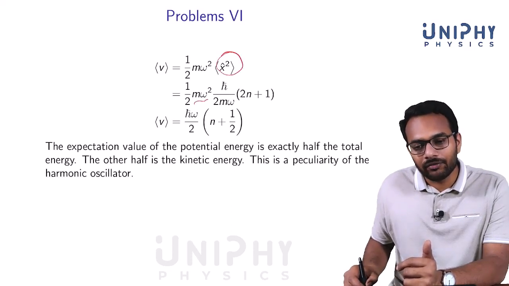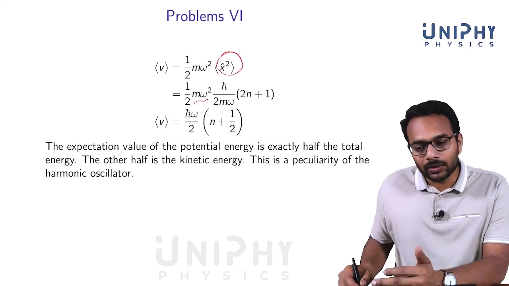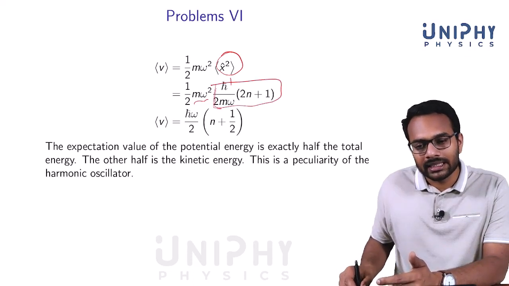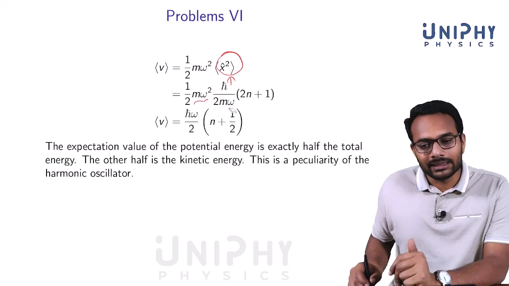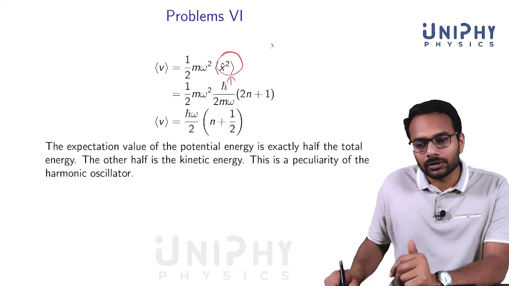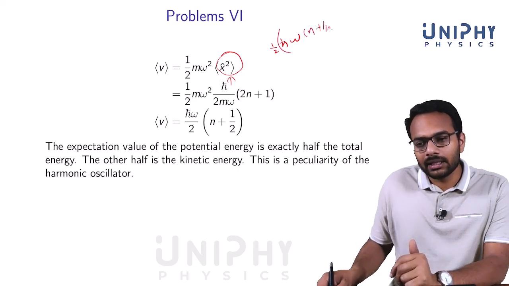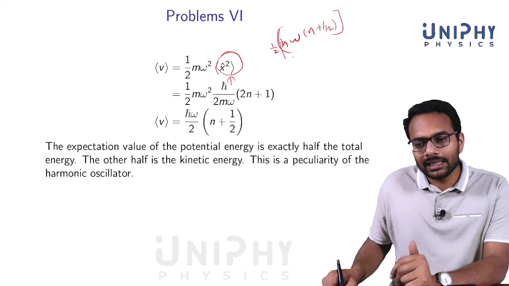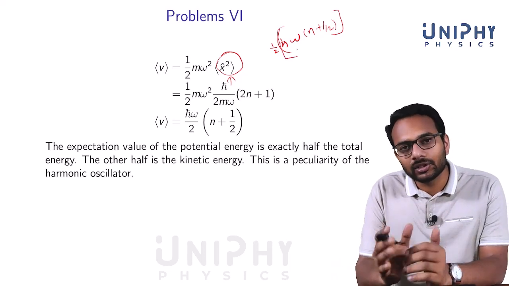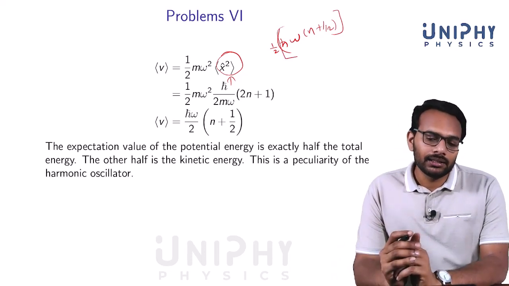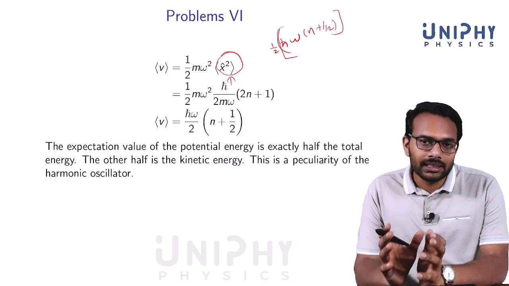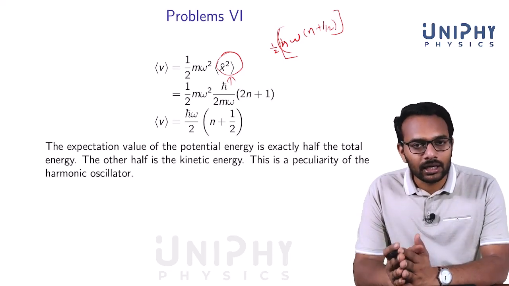So this is half m omega square and h cross by 2m omega (2n plus 1). Okay, that's the result we got for the expectation value of x square, and it simplifies to half h cross omega (n plus half). All right, so you see that (n plus half) h cross omega is the total energy of the harmonic oscillator.